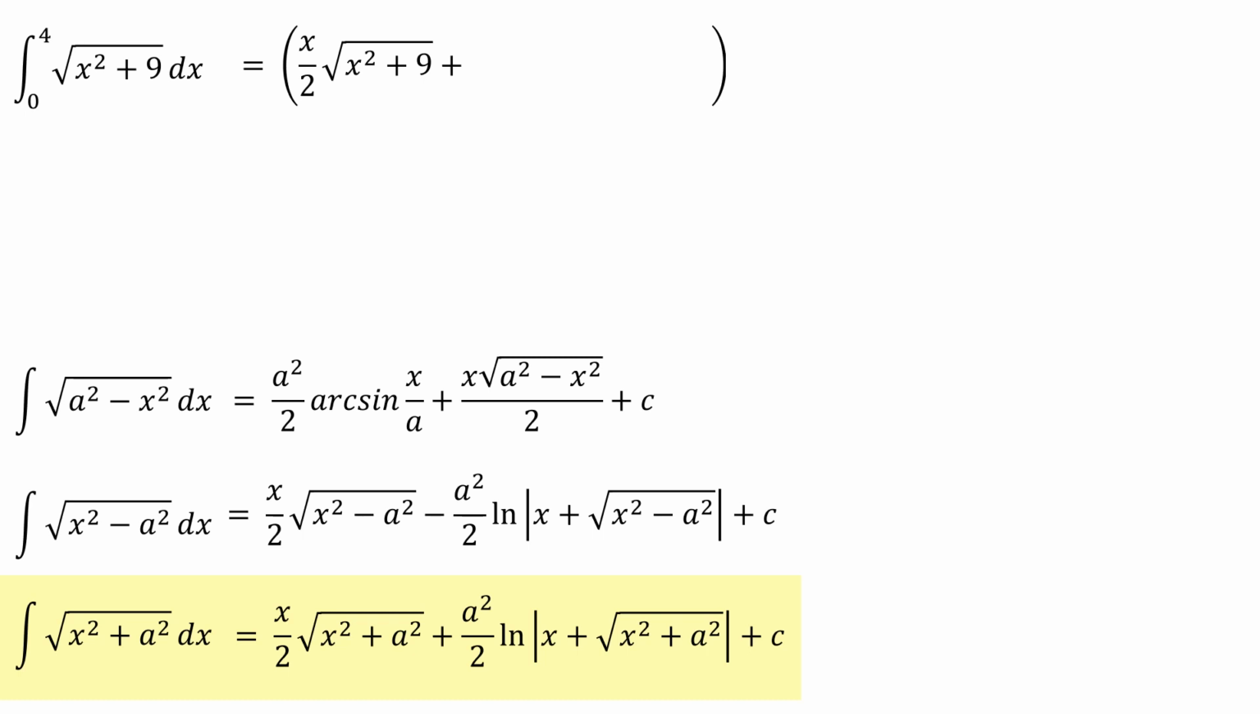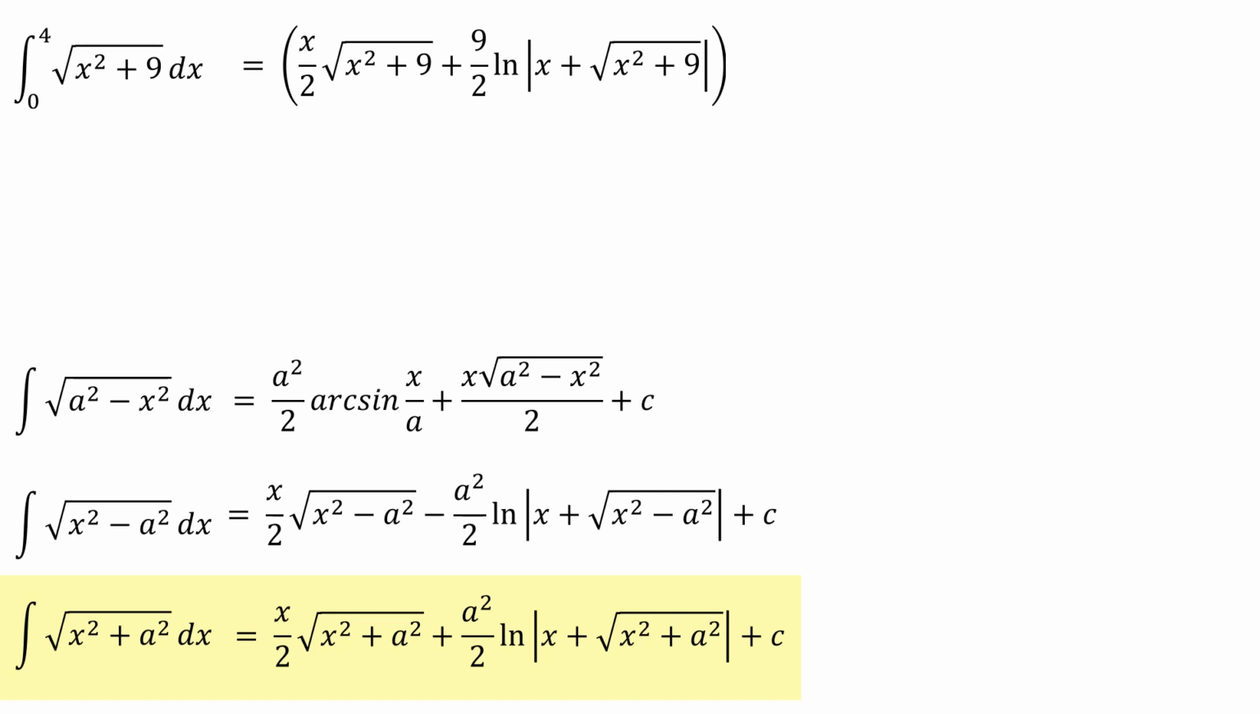Our plus sign sits there. A squared over 2 becomes 9 over 2. Natural log of, and then inside that absolute value, the x is still there, the plus sign is still there, the square root symbol is still there, the x squared is there. And of course, instead of plus a squared, we put plus 9. Woohoo!